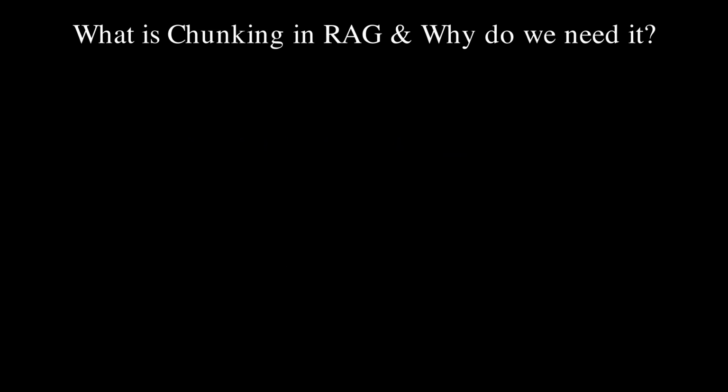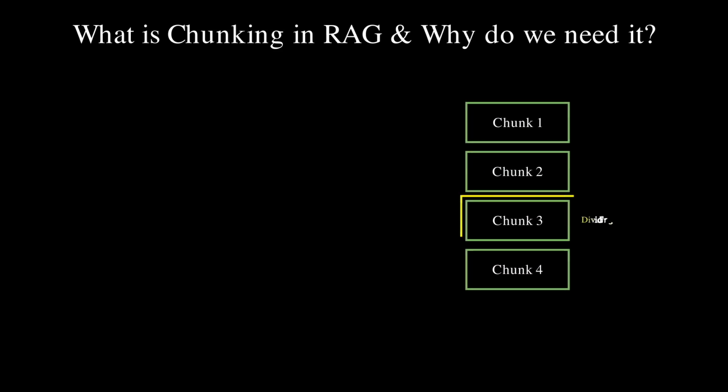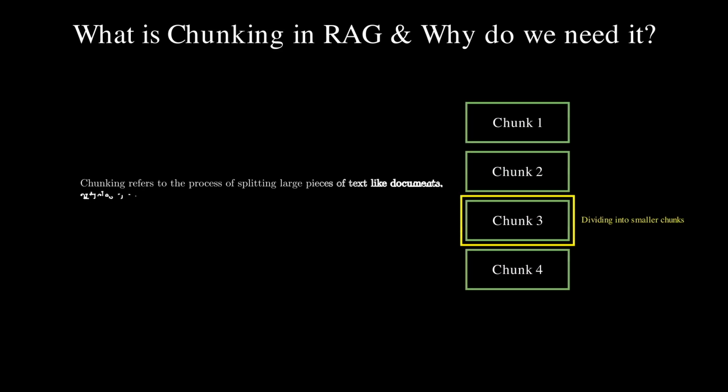Chunking refers to the process of splitting large pieces of text, like documents, articles, or books, into smaller, manageable segments before feeding them into the RAG system. This improves both performance and relevance in search results.